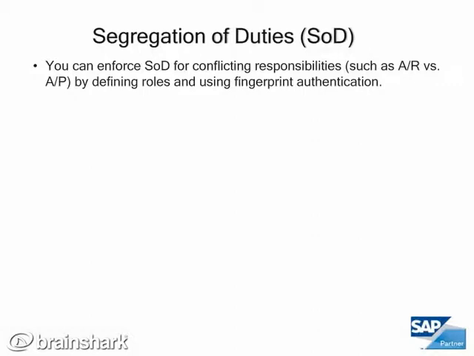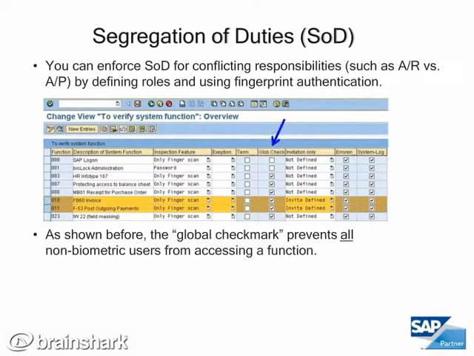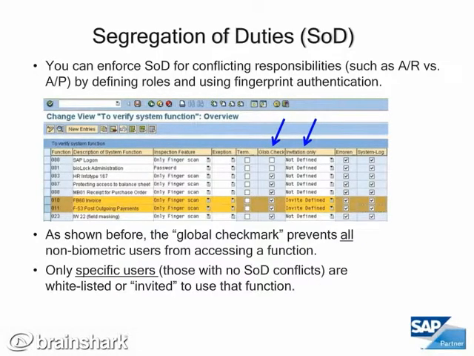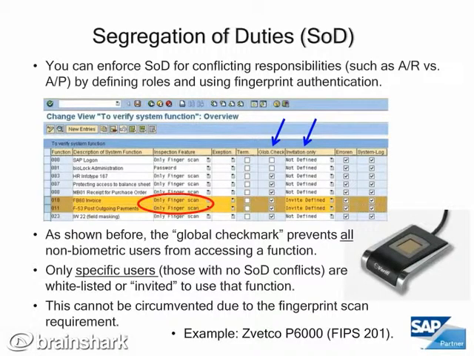Segregation of duties is difficult to enforce unless you use biometric authentication. How else would you know if the accounts receivable employee is logging in using the accounts payable employee's password? Once you've defined the roles to avoid SOD conflicts, setting up these security profiles lets you strictly enforce the rules. A fingerprint scan can't be faked or guessed.